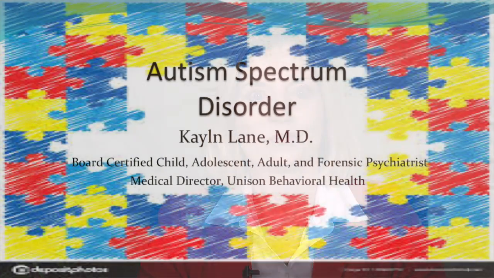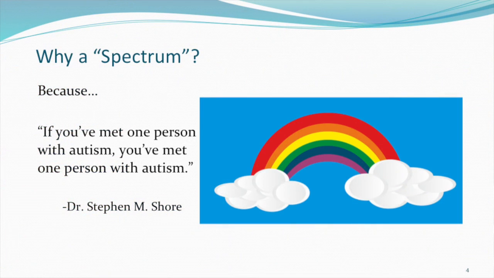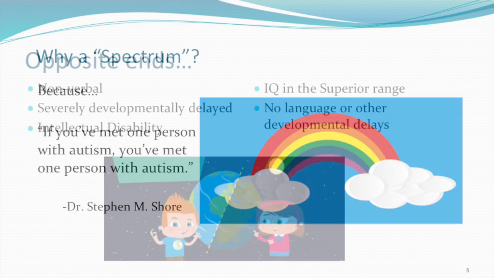Today I will be discussing autism spectrum disorder and the importance of early intervention, assessment, and treatment. So why do we call it a spectrum, autism spectrum disorder? Because, as Dr. Stephen Shore said, if you've met one person with autism, you've met one person with autism.